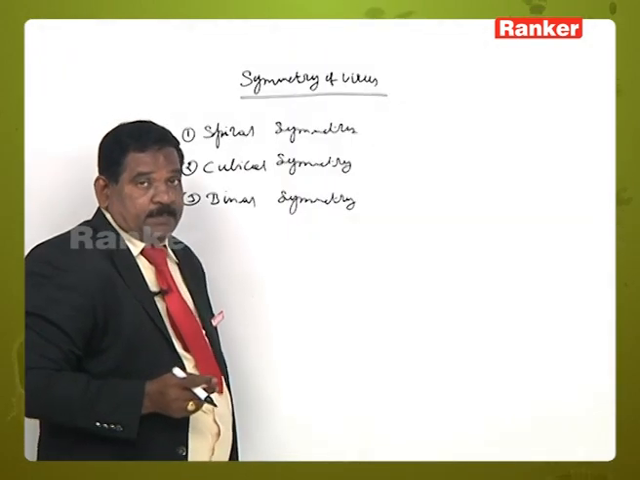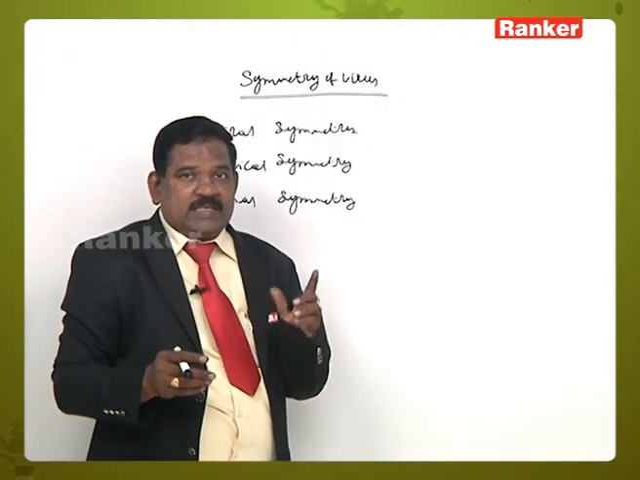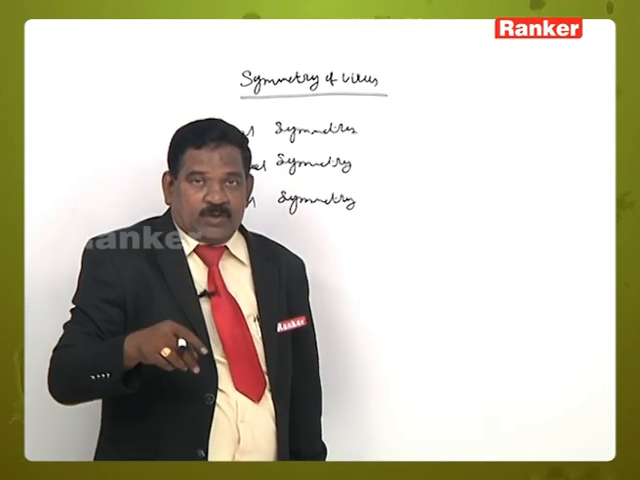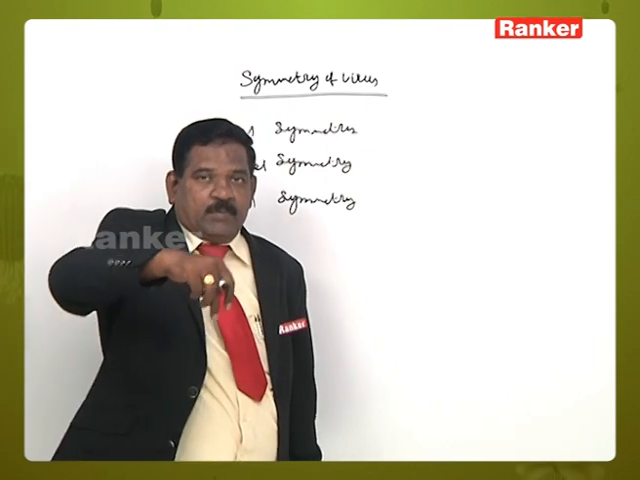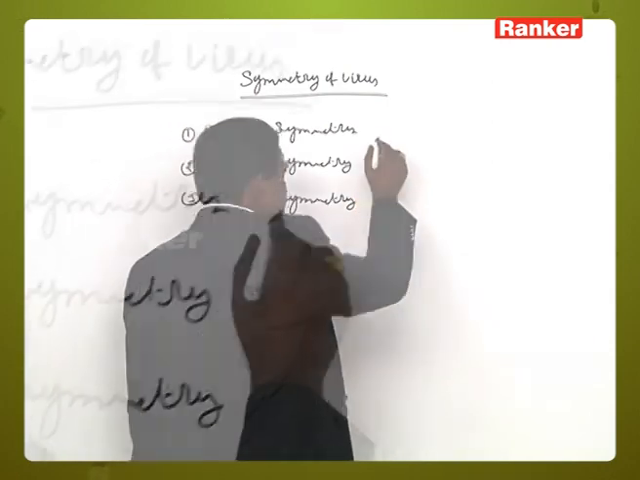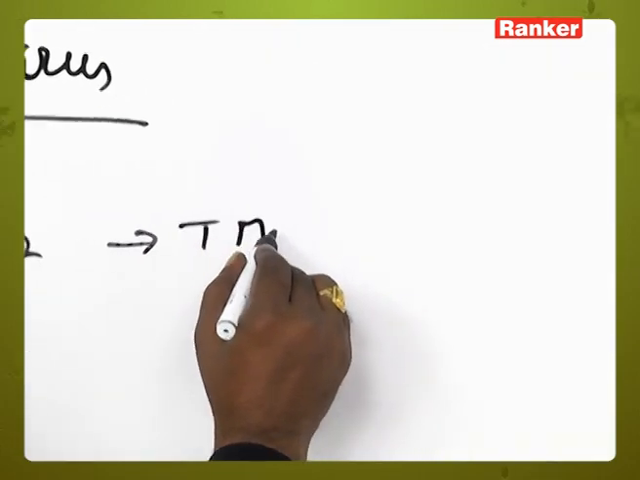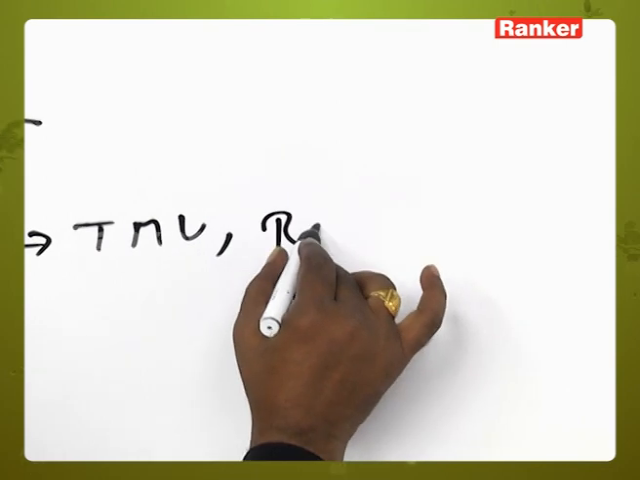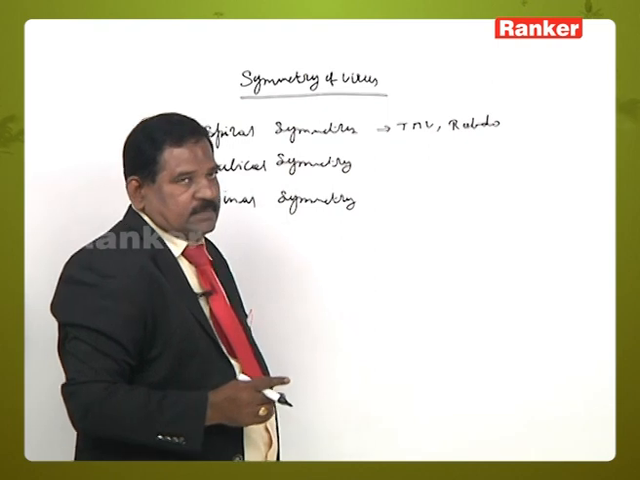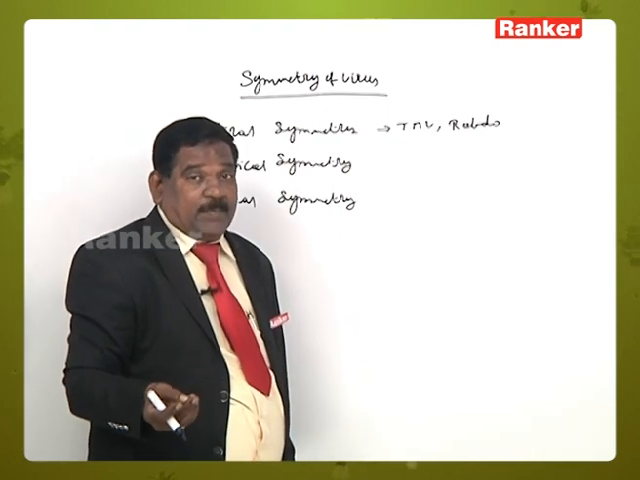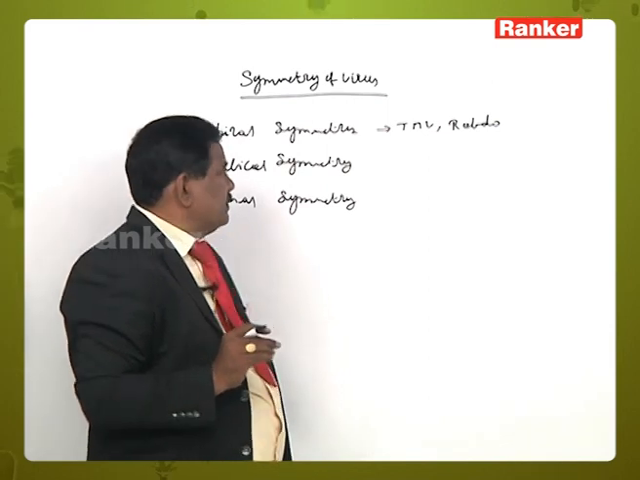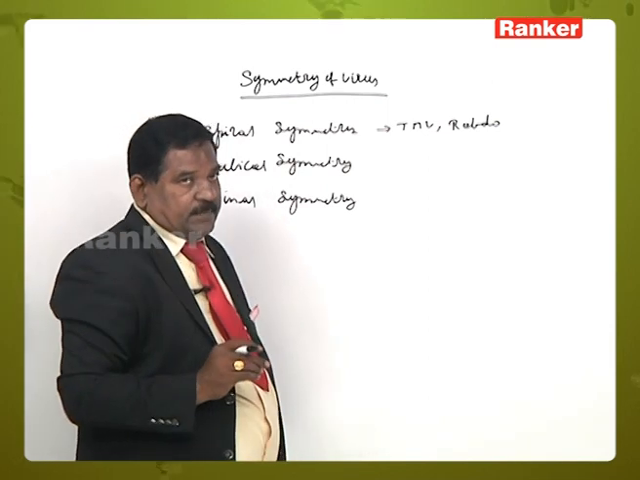Spiral symmetry. In this, capsomers are arranged like a spiral staircase around the core. Examples of spiral symmetry are tobacco mosaic virus and rhabdovirus, which causes rabies.